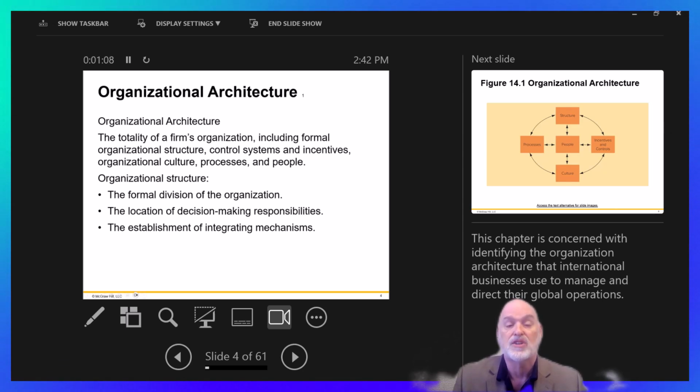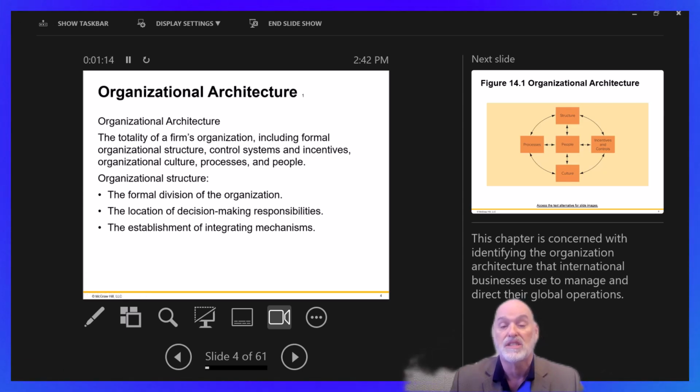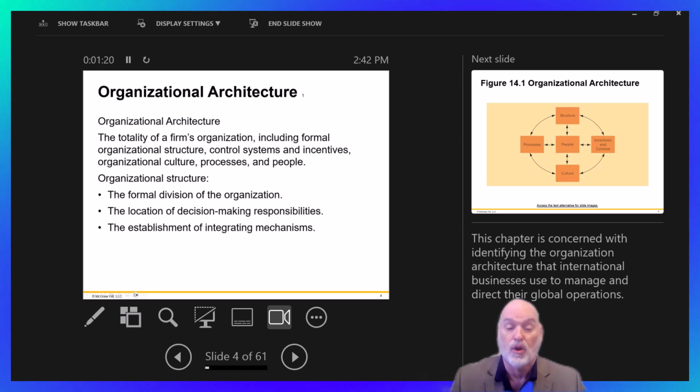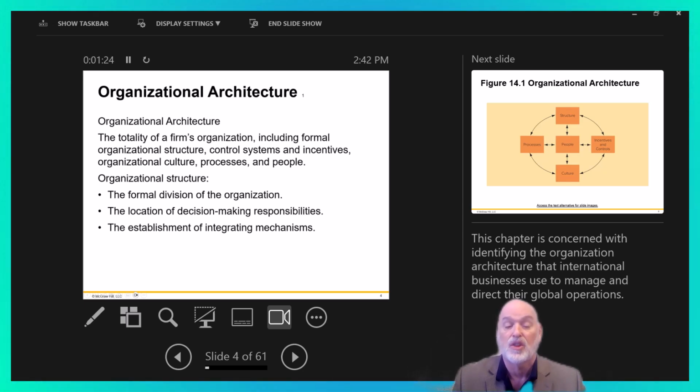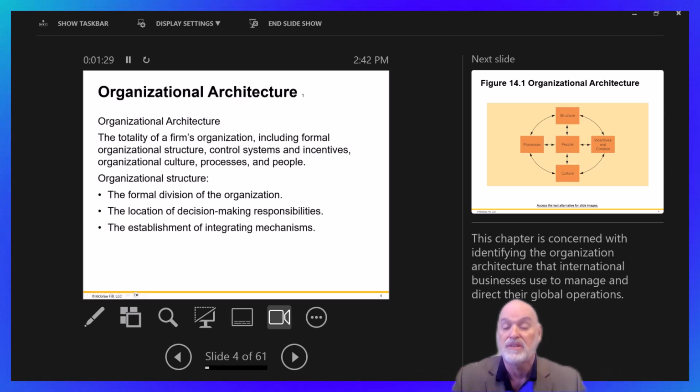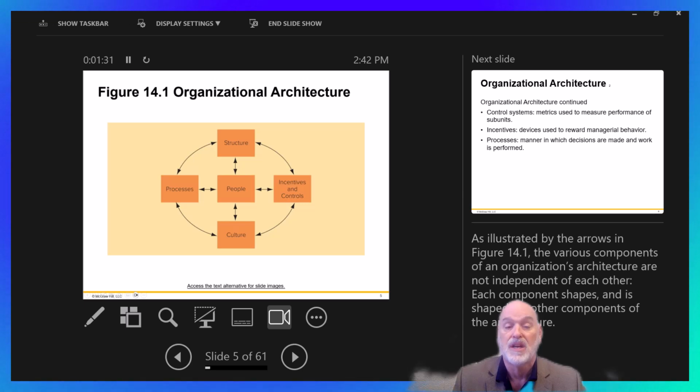In organizational architecture, the totality of a firm's organization, including formal organizational structure, control systems and incentives, organizational culture, processes, and people. In organizational structure, it's the formal division of the organization, the location of decision-making responsibilities, and the establishment of integrating mechanisms. So we take a look at the organizational architecture in this chart.